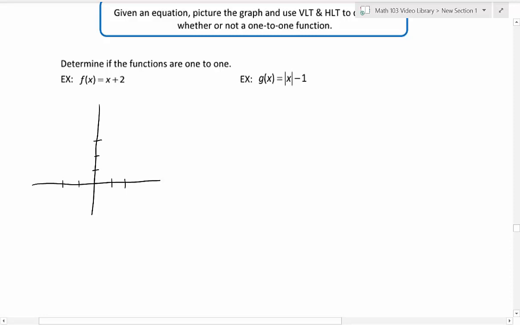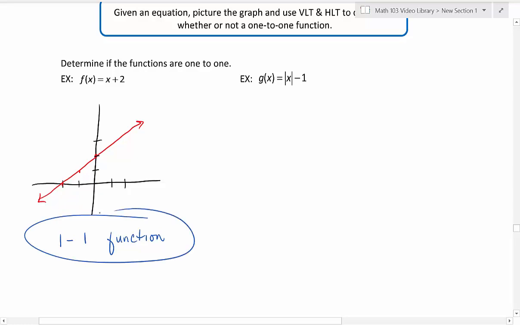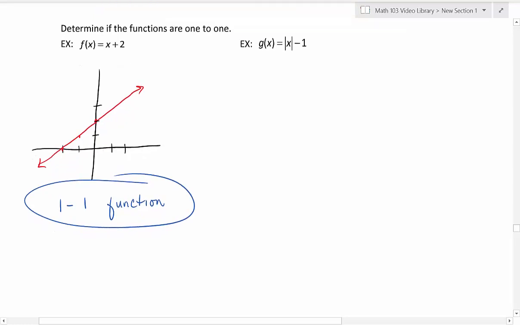So if we draw this graph in, we see that we have a diagonal line, and now we want to use the vertical and horizontal line test. This graph passes both the vertical and the horizontal line test, so this is a one-to-one function. Be sure to include your justification.